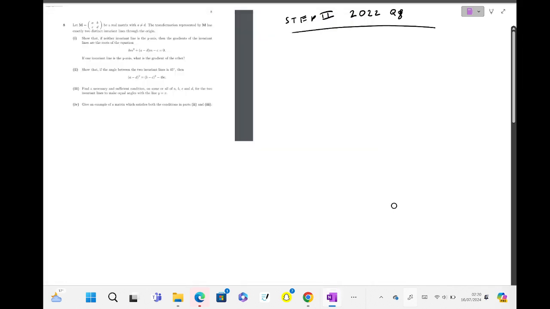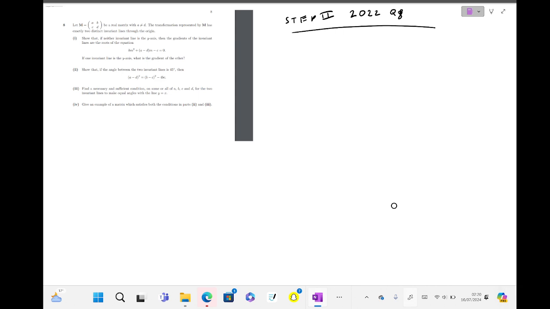This is STEP 2, 2022, question 8. This was the last question of the pure section of a not so easy paper, in my opinion. I did this paper earlier today, and out of all of the recent papers, I'm talking about 2019 to 2023, I would include 2024, but I haven't sat that, and I've only heard about it from other people, so I can't really judge that.